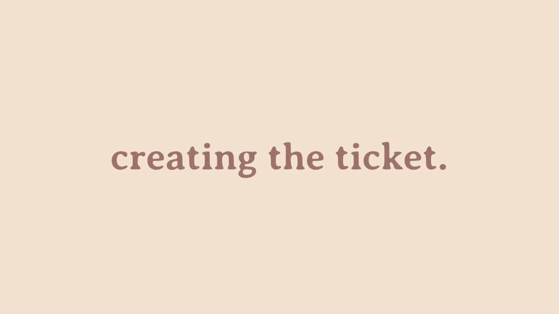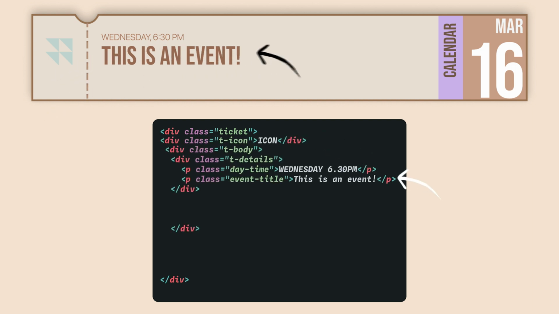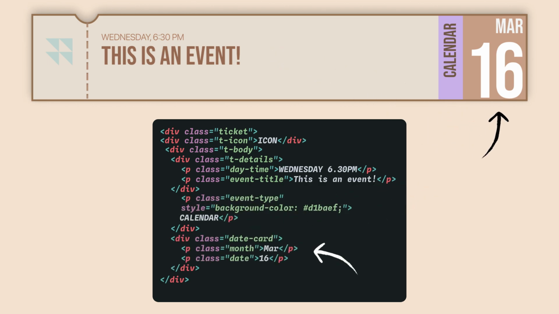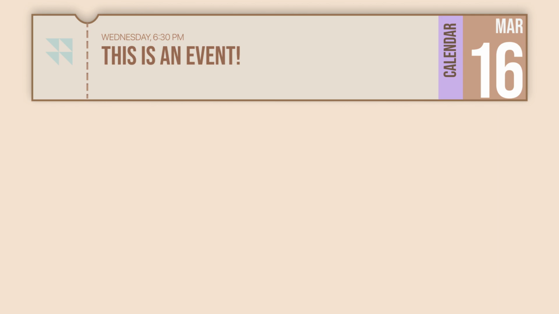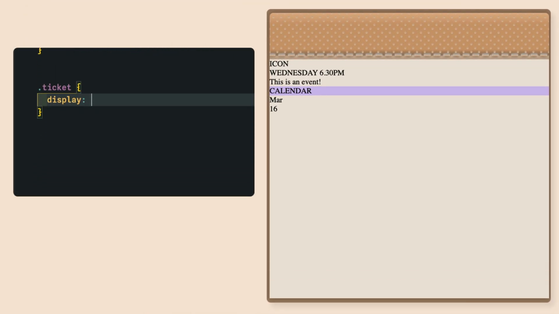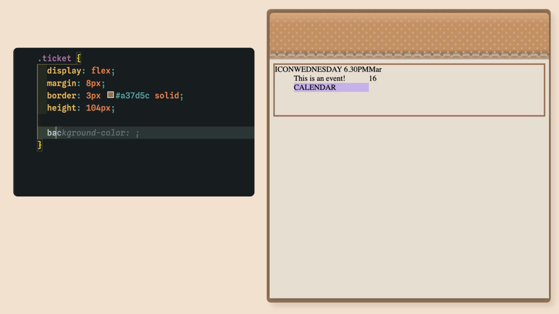Time to add tickets. Let's quickly create the basic layout with a header for the icon, a body that contains the ticket details, the event type, and the date of the event. Now of course, just adding the HTML makes it look like this. Let's make the ticket a flex container, add some margin, border, and define its height. I'll add a slightly bright background color and a box shadow to make it stand out.